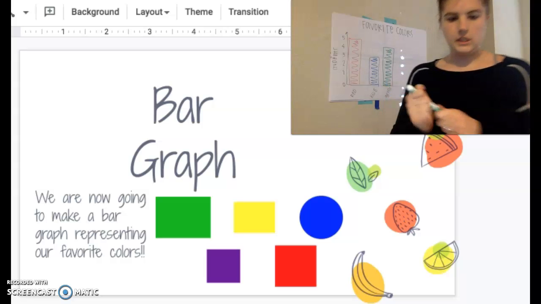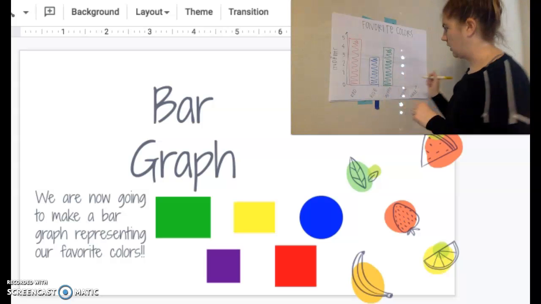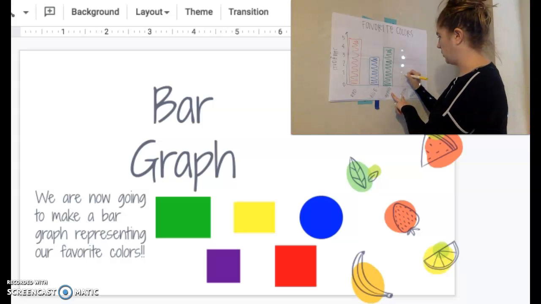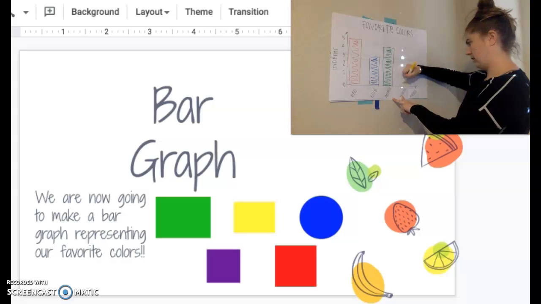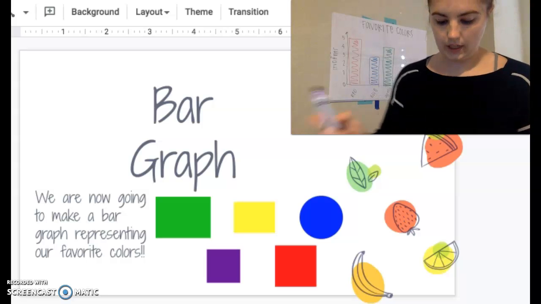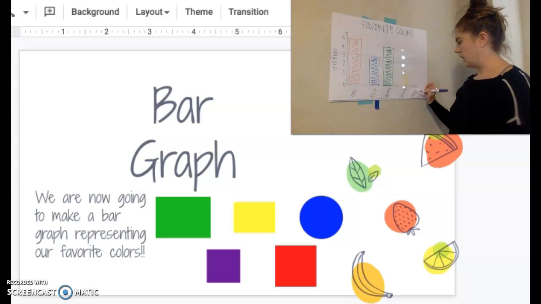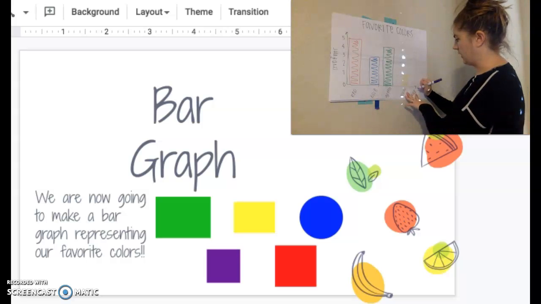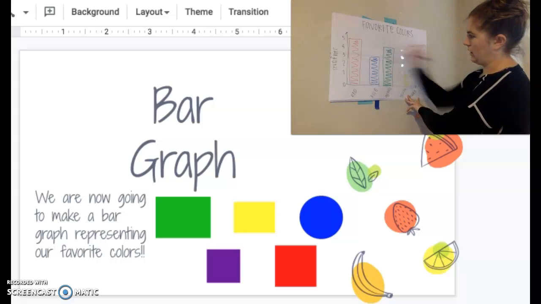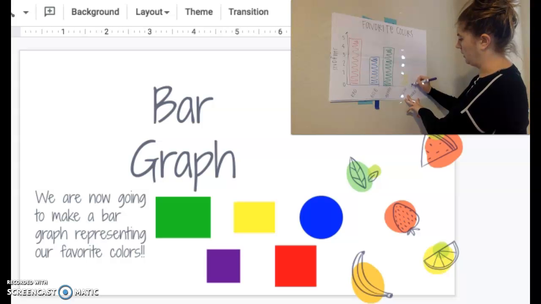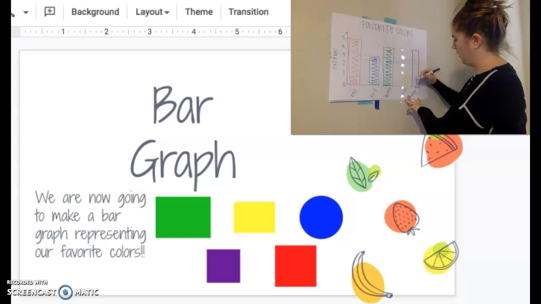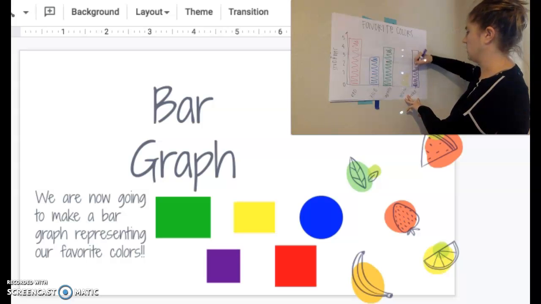The next color was yellow. There was only one of you whose favorite color was yellow, so we'll only go up to 1 here on this bar. And the last color y'all had to choose from was purple. So there was only 4 of y'all whose favorite color was purple. So we know that green is already at 4, so we can make sure that the height of our purple bar is the same as the green bar to represent 4 students.